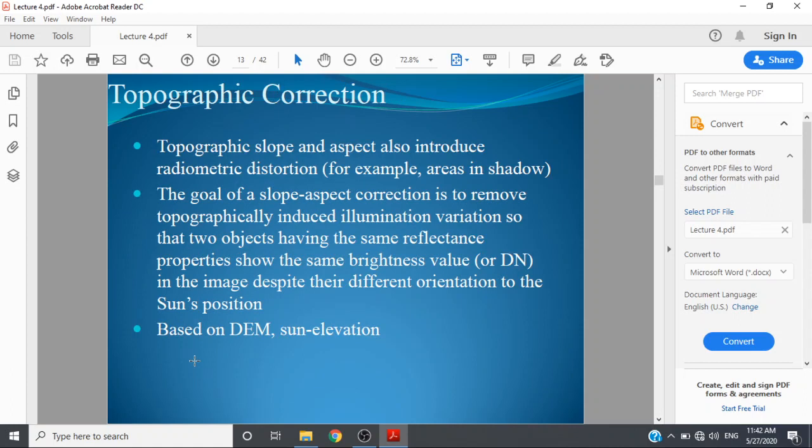Topographic correction. Topographic slope and aspect also introduce radiometric distortion, for example, an area in a shadow. The goal of a slope aspect correction is to remove topographically induced illumination variation so that two objects having the same reflectance properties show the same brightness value or digital number in the image despite their different orientation to the sun's position, based on the digital elevation model or the sun elevation.